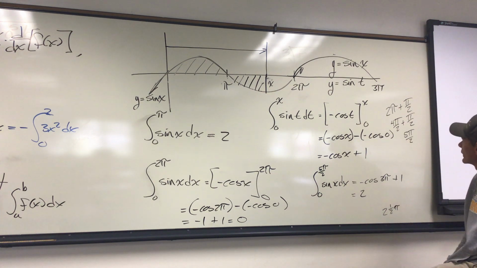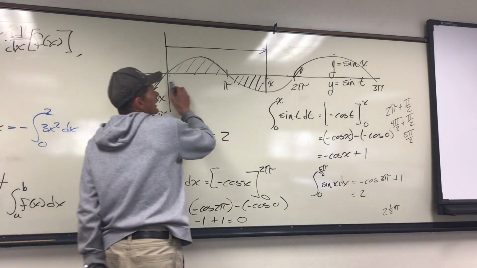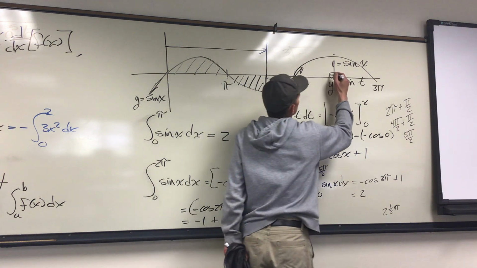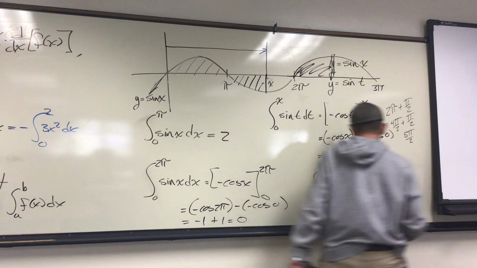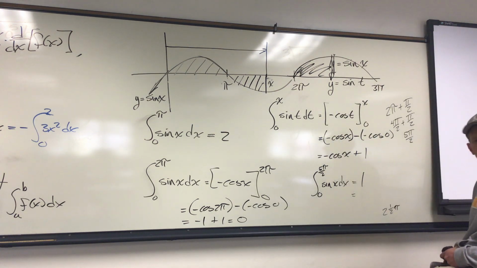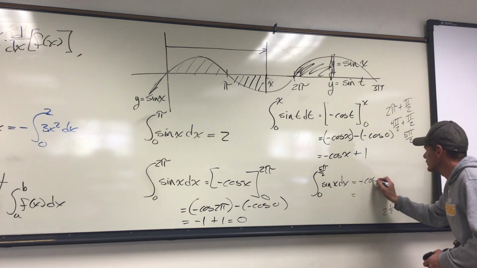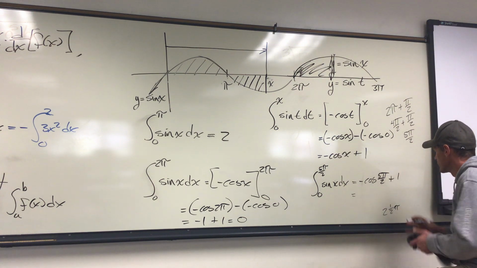5 pi over 2 is the same as 2.5 pi, right? So let's go. We're going along. We have positive 2. By the time we get to here, we have 0. And when we get right in the middle here, what will we have? Half of that. You're right, 1. Well, let's see if it really works. Minus the cosine of 5 pi over 2 plus 1.